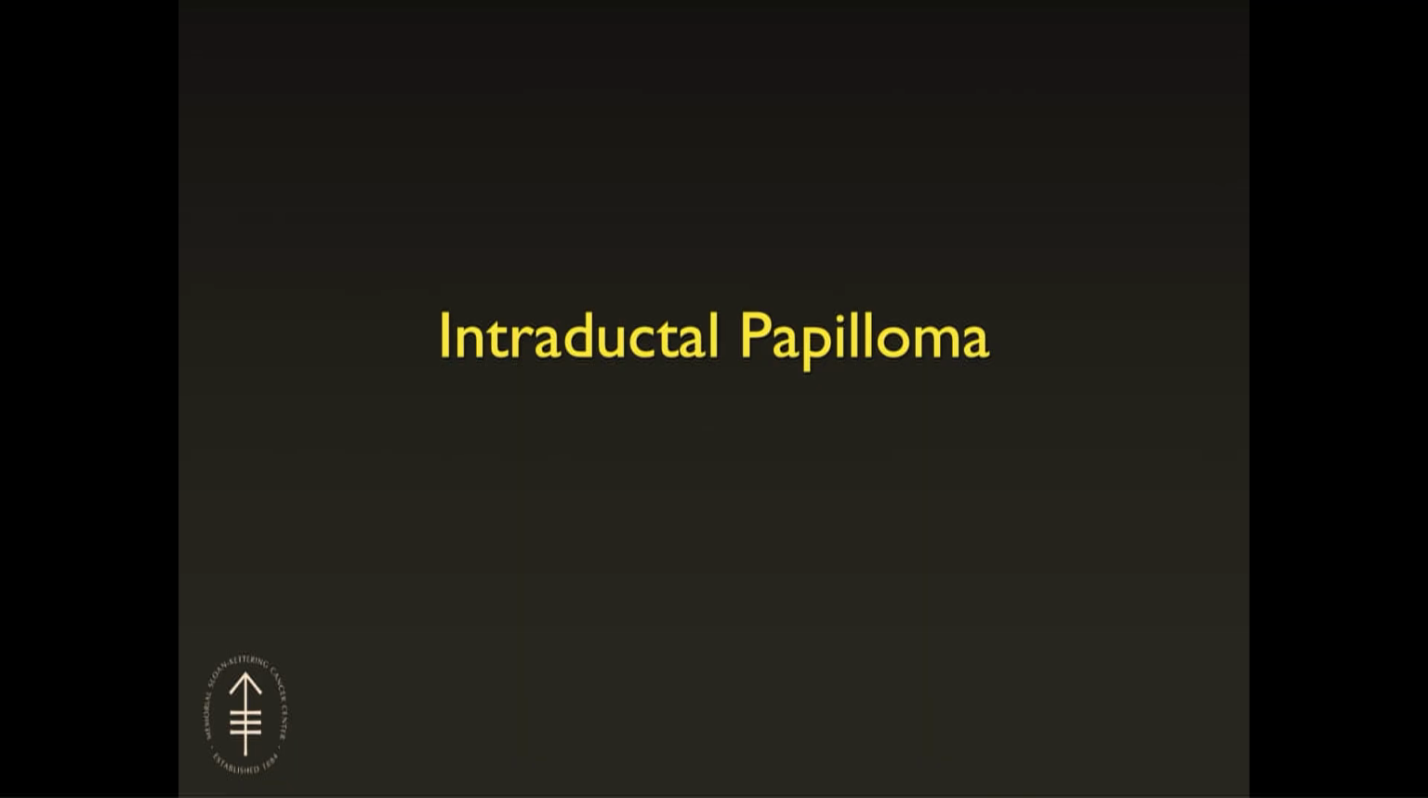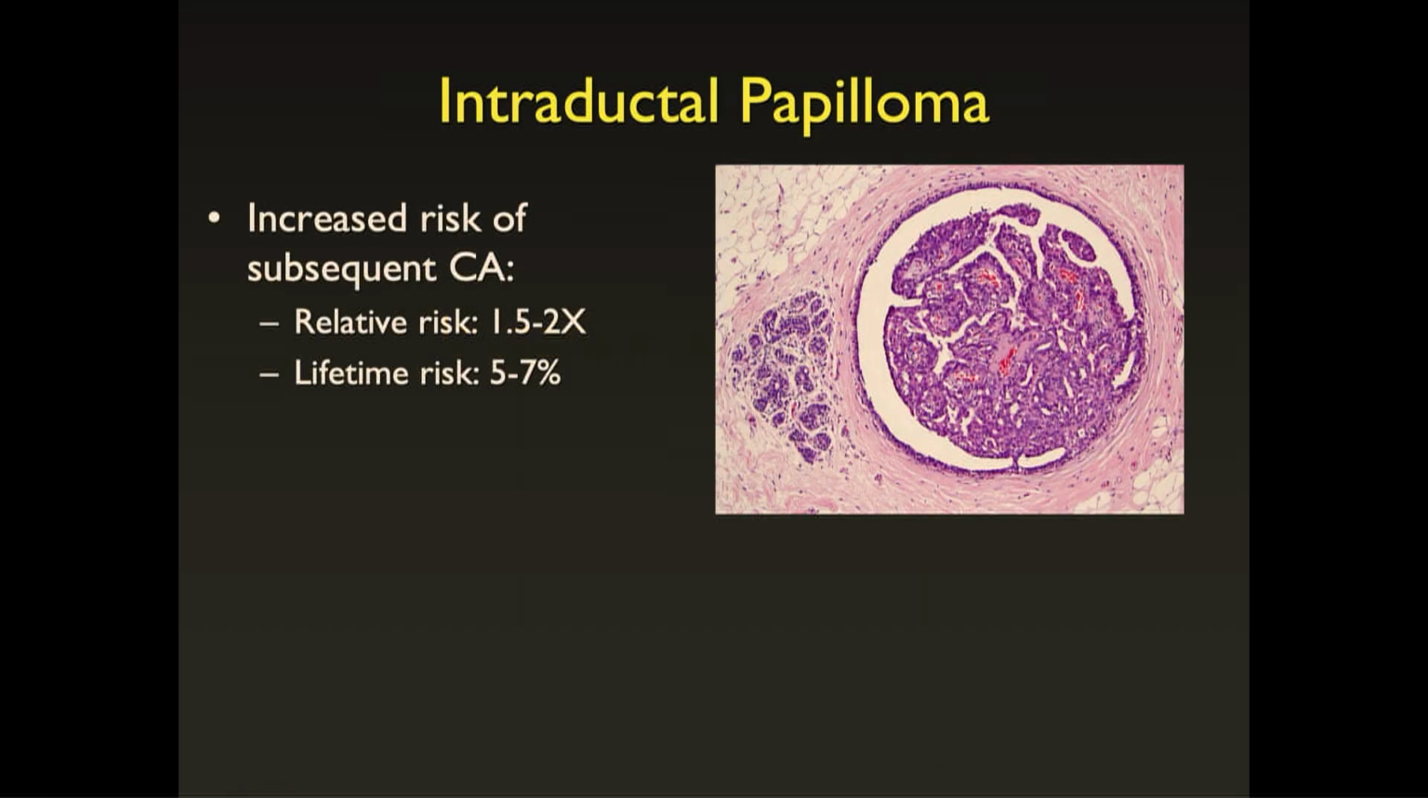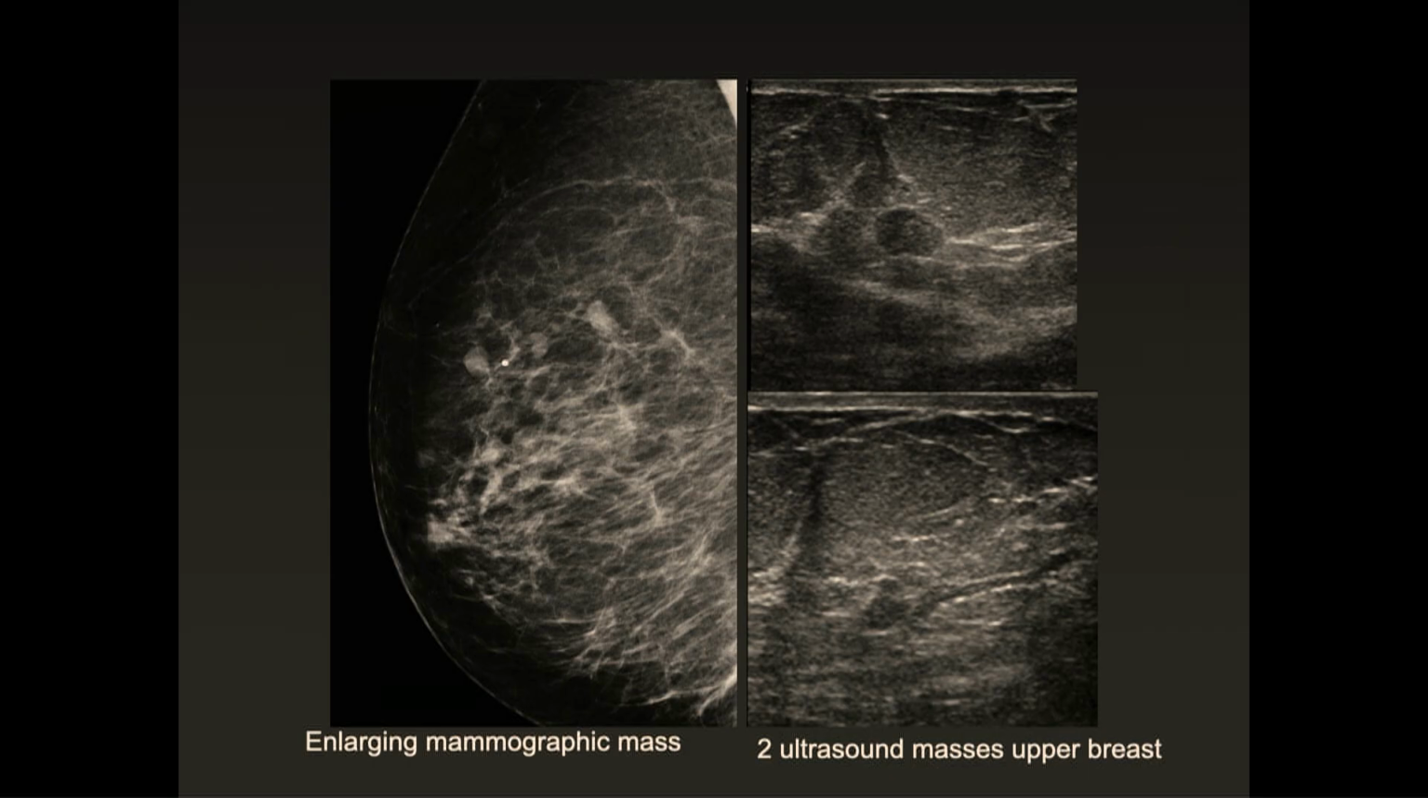Finally, intraductal papilloma. We know that papillomas are associated with an increased risk of developing subsequent cancer. Just like with radial scars, they do have imaging features suggestive of their diagnosis. Often mammographically, you'll see an enlarging mammographic mass. This was an example where on ultrasound, there were two masses. One was associated with a dilated duct, you can see in the lower right-hand picture.